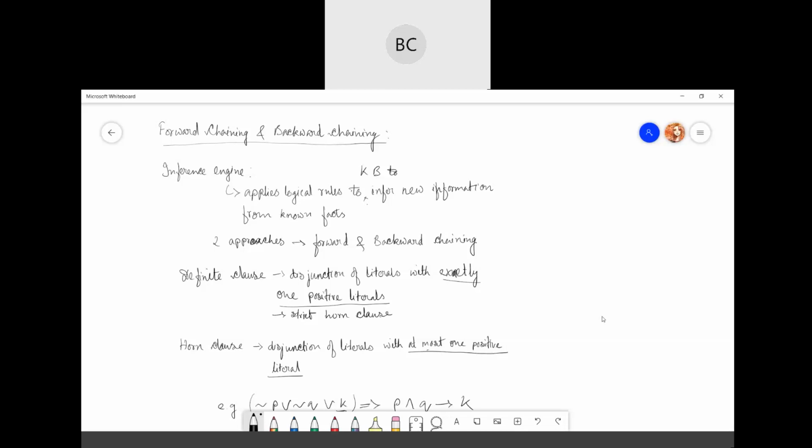So last class we just discussed what is forward and backward chaining. It is mainly used for the inference engine, and the inference engine is the component of your system that applies logical rules to the knowledge base to deduce new information. So how does it deduce new information? With the help of two approaches. One is forward chaining and the other one is backward chaining.